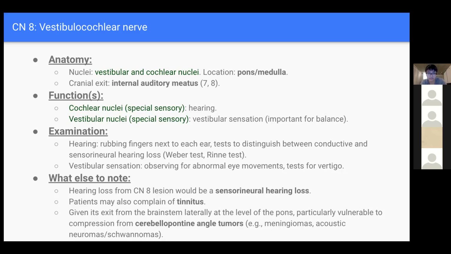And lastly, essentially this nerve is particularly vulnerable to compression from tumors in a location called the cerebellopontine angle. So just remember this term, it might show up on the exam. So tumors there, you might have like a meningioma in that region. Acoustic neuromas, also known as schwannomas, also often appear in that location as well.